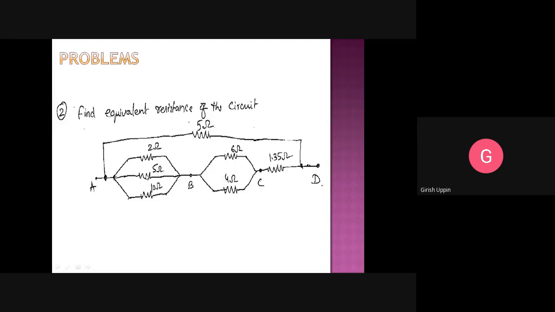Now this equivalent resistance and 1.35 ohm, how are they connected? Series. Why series? Whatever current flows here, it will flow through this equivalent resistor, this equivalent resistor, this equivalent resistor. So then these 1, 2, 3 in series, you can reduce to one resistor. Then once you reduce it to one resistor, 5 ohm and that one are connected in parallel. So that is how you can solve. Okay, take a few minutes and calculate.